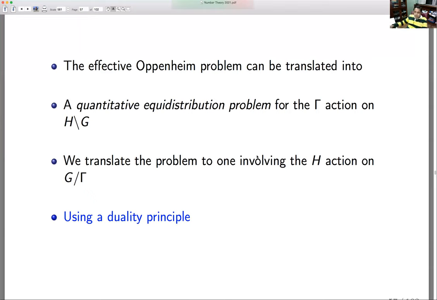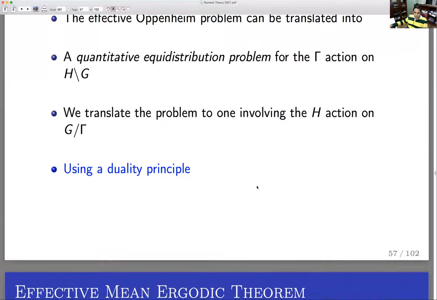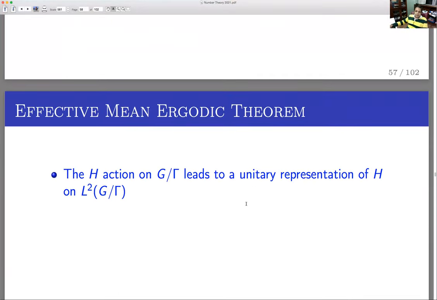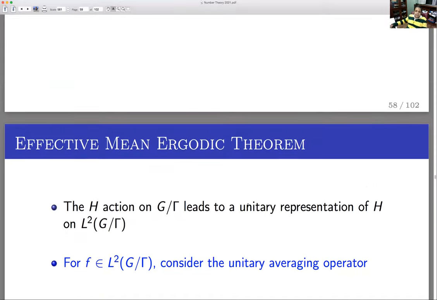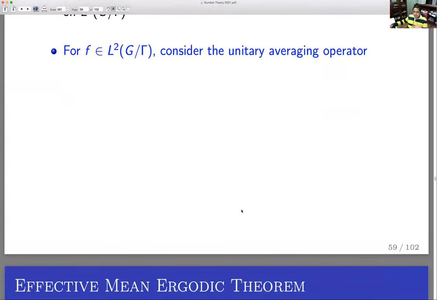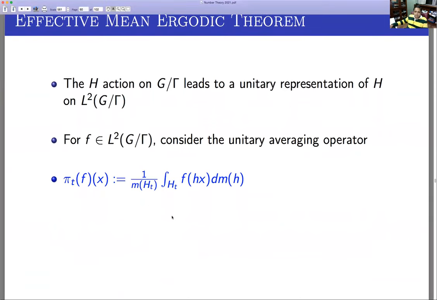So let me briefly explain what kind of statement one has. It turns out that this subgroup action on G mod gamma leads to a unitary representation on L2 of G mod gamma. And then one can consider an averaging operator. You should think of this as a time average. In the Birkhoff ergodic theorem, you have a time average along an orbit, and the theorem says that almost surely this converges to the space average. And so here, this is similarly an average over bigger and bigger balls in the acting group.